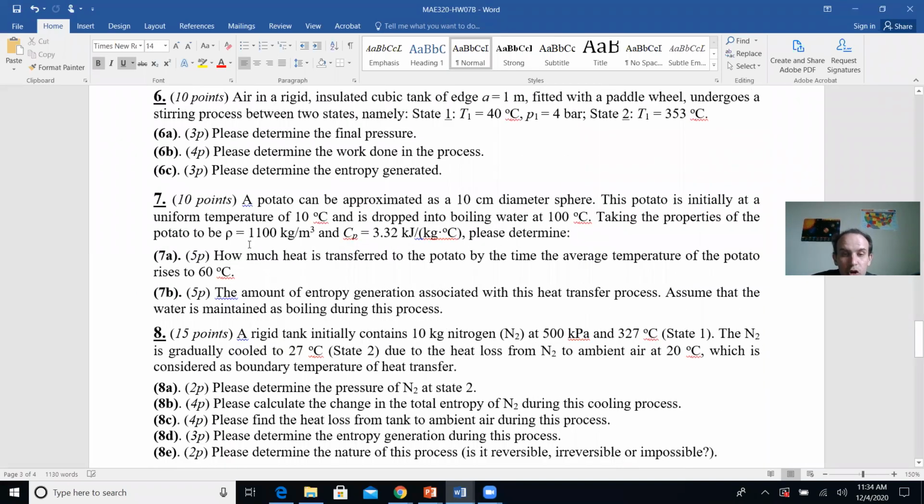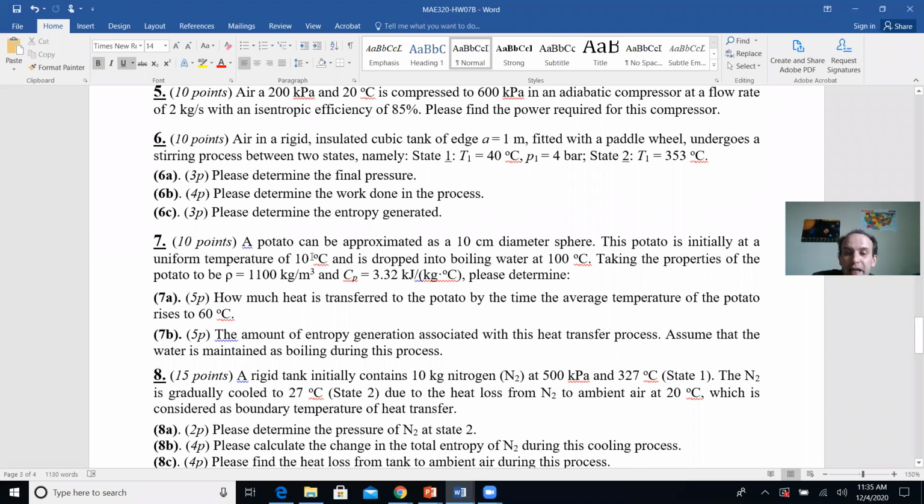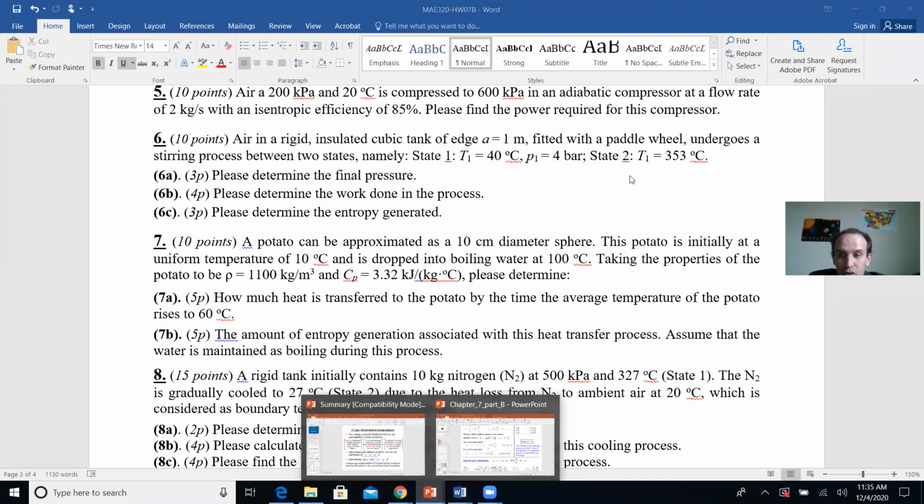Another question. Problem 7, where we have a potato of given diameter. You consider a spherical potato of given diameter, and it states that this potato is uniform at a given temperature, and then it's dropped into water at another temperature. You know density, you know specific heat, and we want to find the heat transfer from this potato to the environment, as well as the amount of entropy generation. So what you should realize here, what you should do.